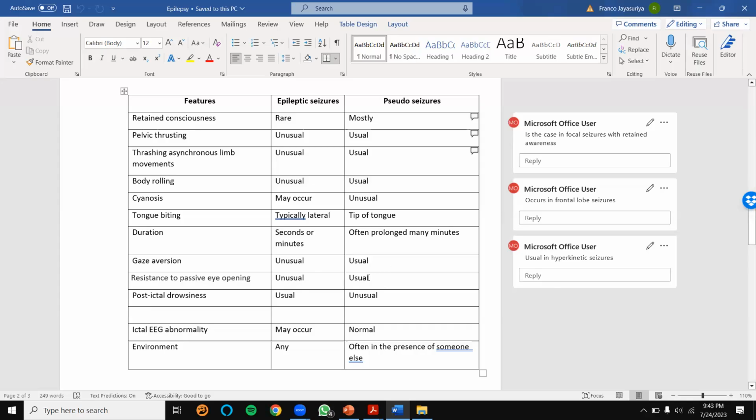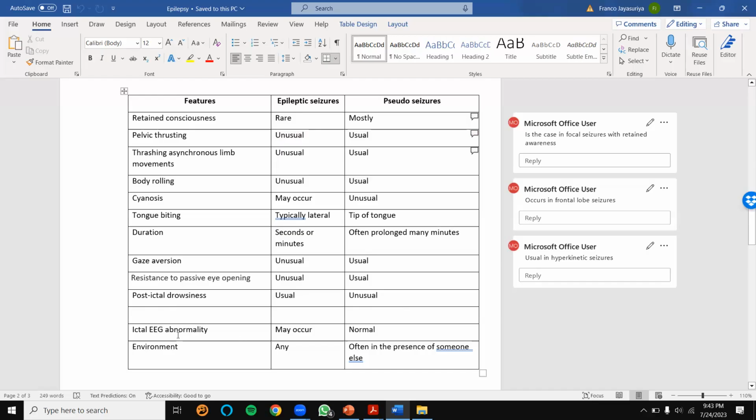Whereas in a pseudo seizure, I told you they're faking it. They try to avoid eye contact and avoid looking at people. So they tightly shut their eyes. That is also this gaze aversion thing. They tend to avoid the eye contact. They look away from it. Okay. Post-ictal drowsiness is commoner with the epileptic seizure because it's a true seizure, right? Whereas in a pseudo seizure, unusual.